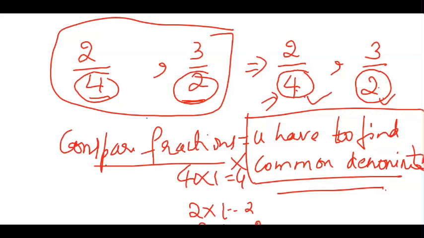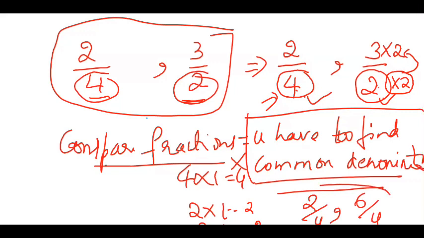Now what you have to do is you just keep 4 as it is. But you have 4 in the 2 table, right? So you do 2 into 2 is equal to 4. This is also 2 into 2. Why is it into 2? If you multiply the denominator, then you have to multiply the numerator as well. So it is 2 over 4, comma 6 over 4, right? 3 twos are 6, 2 twos are 4. Now we have like denominators, right, beta? So now easily you can tell which is the greater.